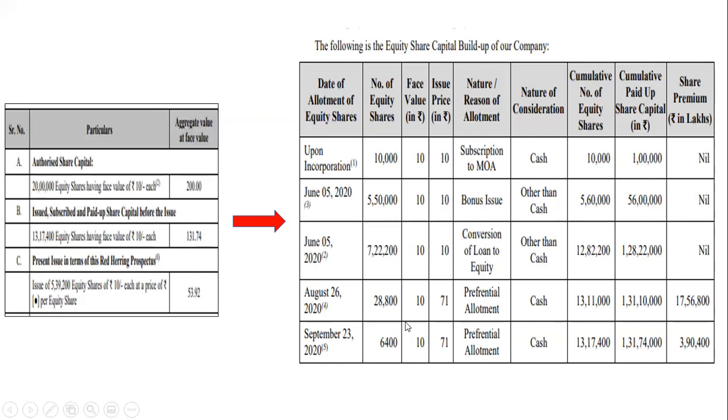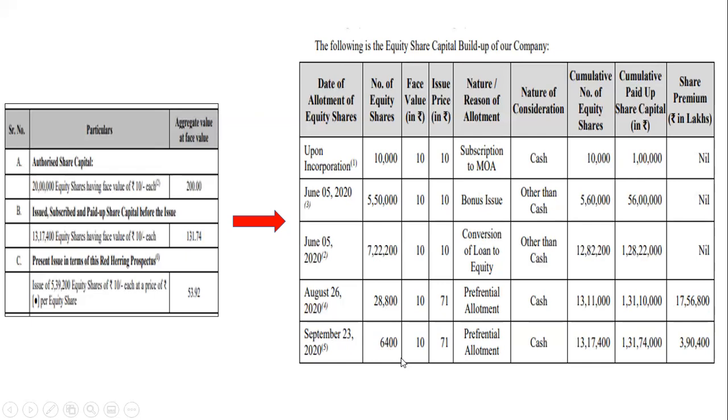28,800 shares were issued. But this time, the shares were issued at a price much above the face value, at 71. So there is a premium of 61. So premium collected was 17,56,000. And on September 23rd, before this issue, when the company decided to go for the public issue, once again 6,400 shares were issued.